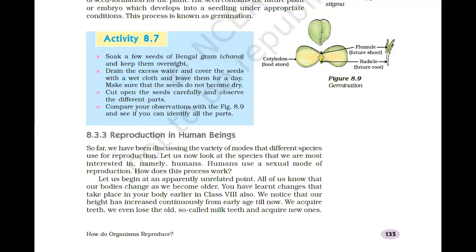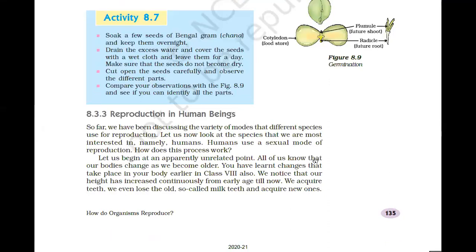Let us begin at an apparently unrelated point. All of us know that our bodies change as we become older. We have learned about changes that take place in our body earlier in class 8 also. We notice our height has increased continuously from early age till now. We acquire teeth. We even lose the old so-called milk teeth and acquire new ones.